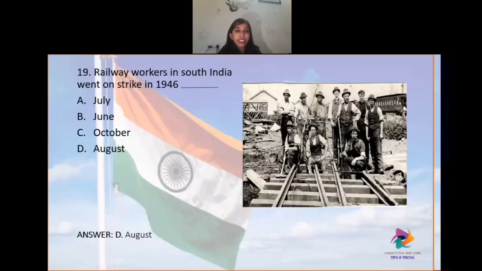Now, railway workers in South India went on strike in 1946. What you need to remember here is the railway workers' strike in 1946. You can remember the strike word, and the month. The options were July, June, October, August. So the answer is August.